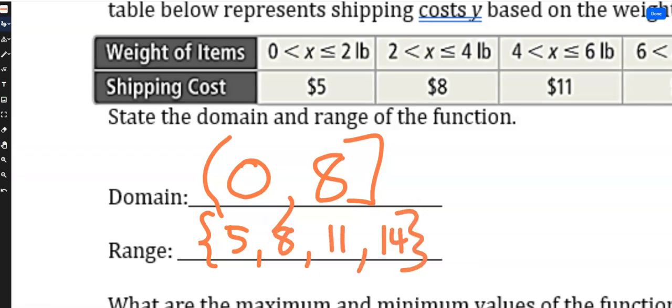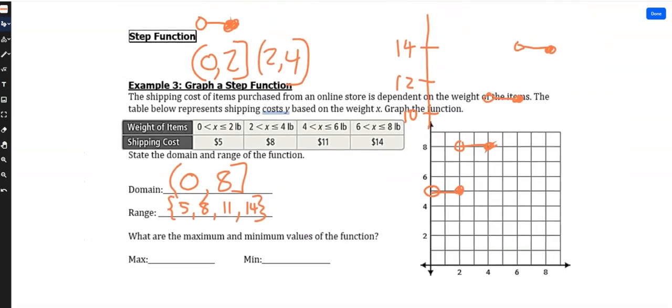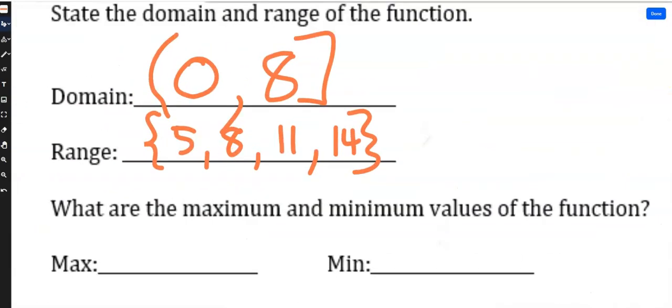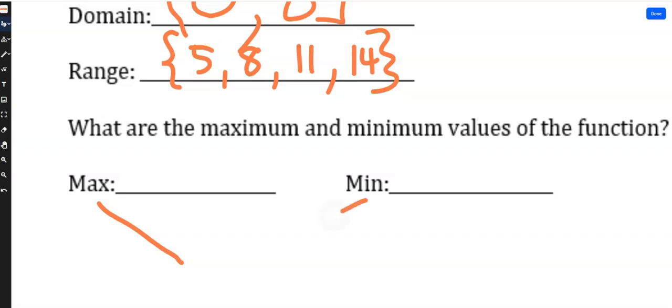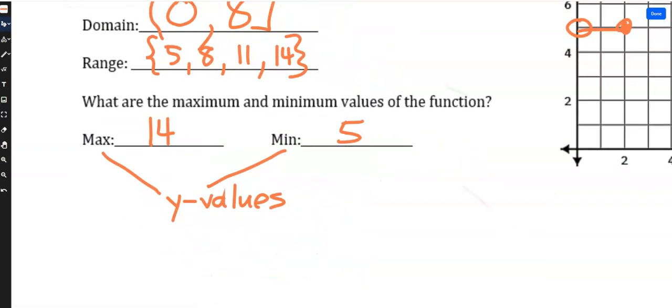Now you can see I'm using a brace. I do the best I can at drawing my braces. So only those values: 5, 8, 11, and 14. What are the maximum and minimum values of the function? Now, I need you to understand something. Maximum and minimum are y values. The maximum is 14. The minimum is 5. These are y values.